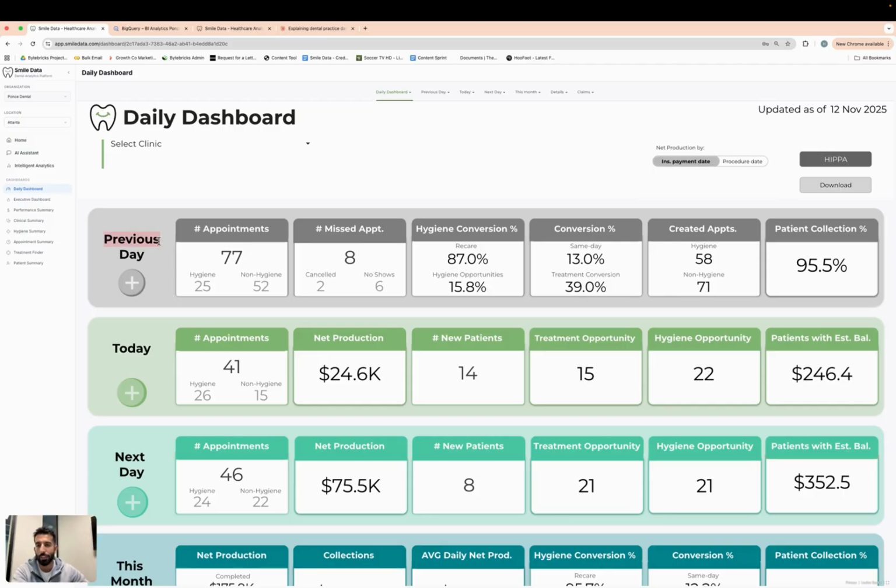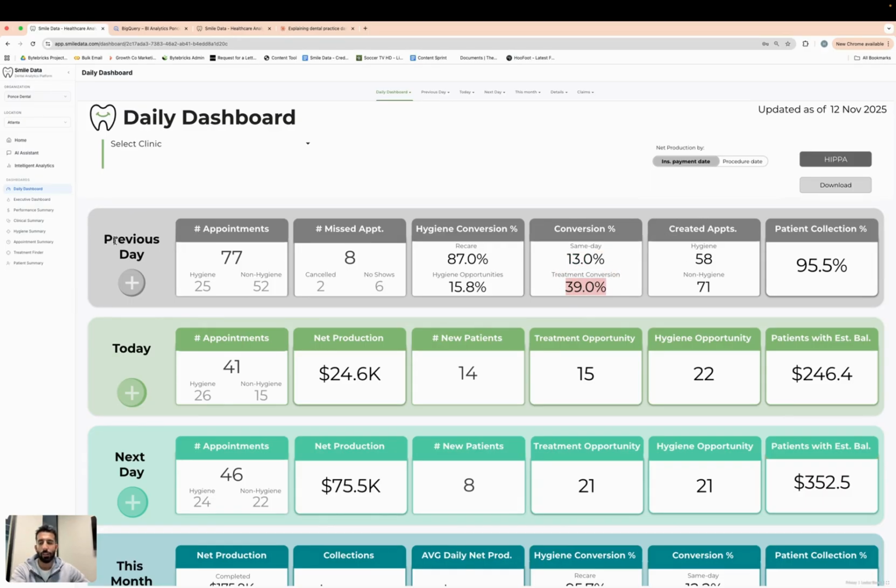You can see the previous day's metrics here. The appointments for the previous day were pretty good, at 77. Then we have a missed appointment rate at 8 appointments per miss. The hygiene conversion, the recare percentage, means all the patients that have been provided with recare. This also means an excellent retention rate, because a lot of patients that have already been treated are coming in for recare. Same-day conversion means the cash has been collected from the patients on the same day. That's 13%, and treatment conversion is at 39%.